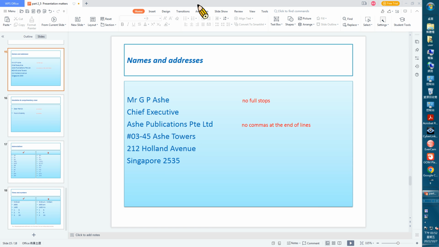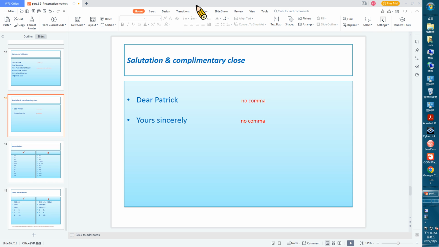Names and addresses. In the inside address, there are no full stops in names, and there are no commas at the end of lines in the address. Salutation and complimentary close. There are no commas either in the salutation or in the complimentary close.